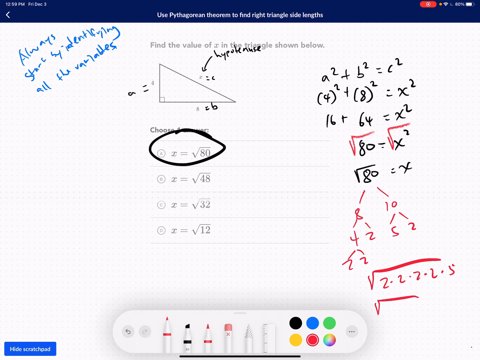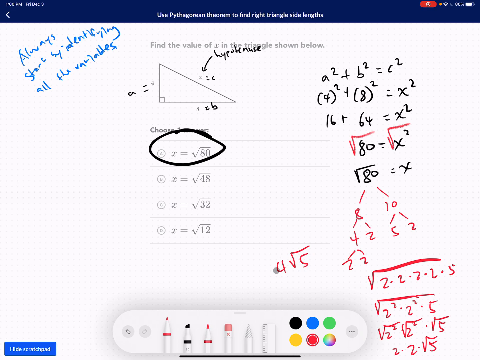And then that's going to be 2 squared times 2 squared times 5. And that's going to be 2 squared times 2 squared times square root of 5. And then taking the square root of a square is just 2 times 2 times square root of 5. Remember, taking the square root is just getting rid of that square. 2 times 2 is 4. So my answer is 4 square root of 5.